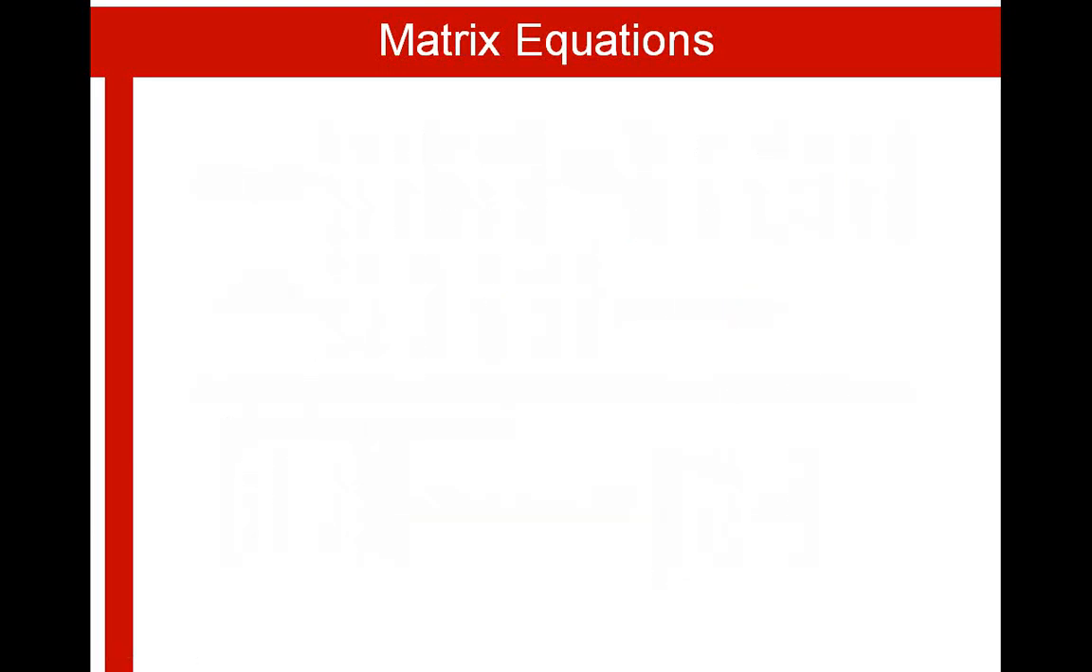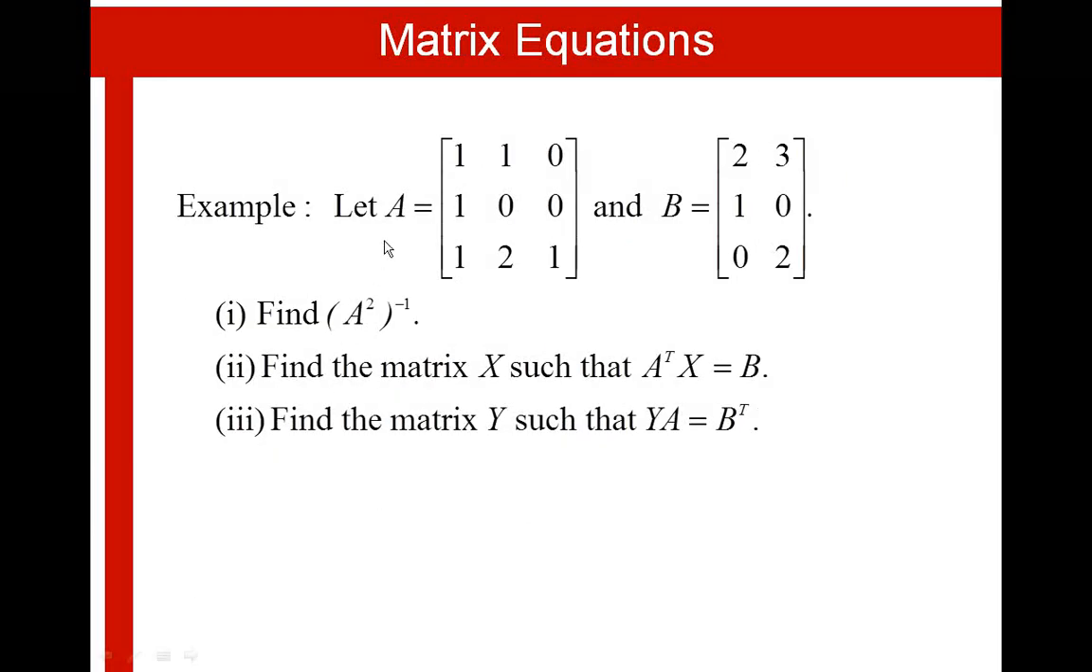Example number 3. If A is equal to a 3 by 3 matrix as shown here, and B is a 3 by 2 matrix, we need to find (A^2)^-1. We also need to find the matrix X such that A transpose times X equals B. And in part 3, we need to find the matrix Y such that Y times A is equal to B transpose. Let's first try to find (A^2)^-1.